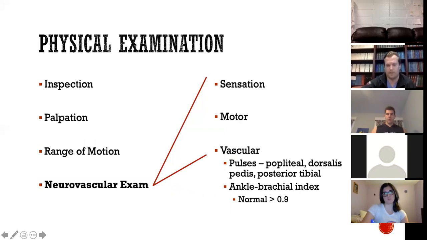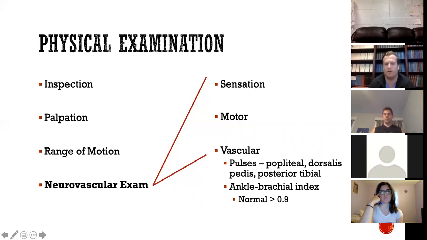Finally, you'll check the vascular exam, look at pulses: the popliteal pulse that you find behind the knee, as well as dorsalis pedis on the dorsum of the foot, and posterior tibial on the medial aspect of the leg. You also will test an ankle brachial index. This is where you check the blood pressure down at the ankle, either at the posterior tibial or dorsalis pedis artery, and compare it to the brachium of an uninjured arm.